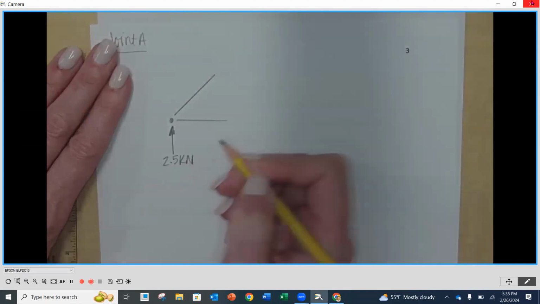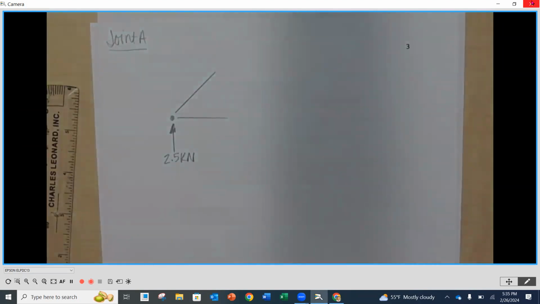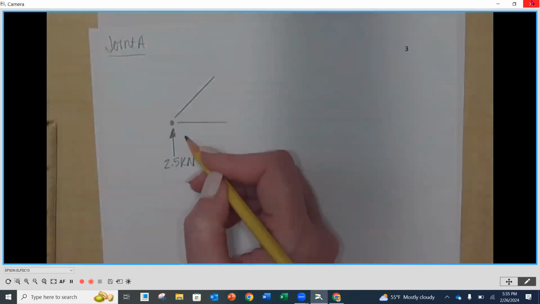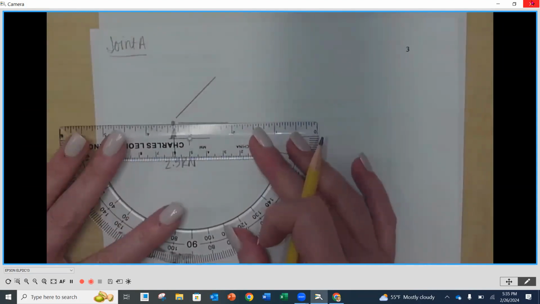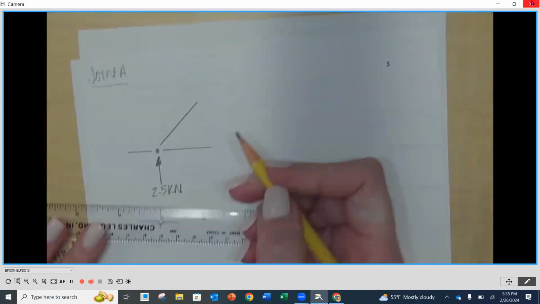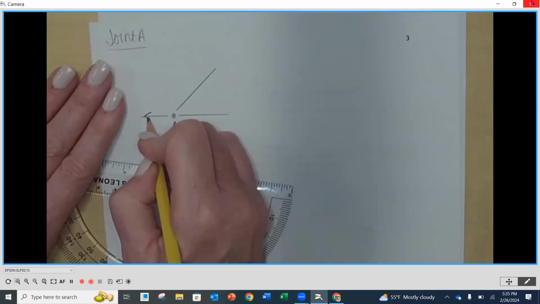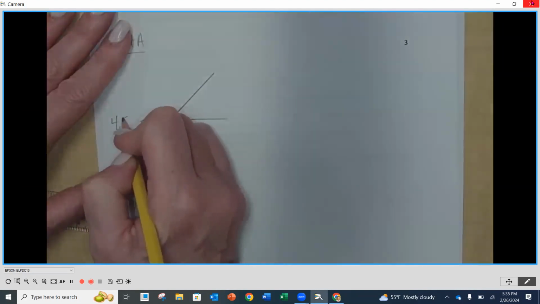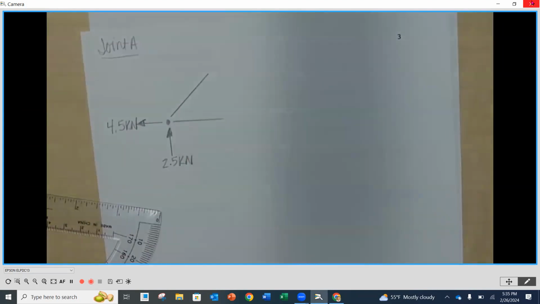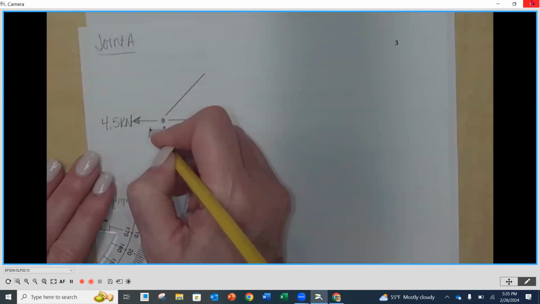Now you don't even need to say AY is equal to, because we've established the magnitude of the force there that's going up. And then we have the 4.5 kilonewtons going to the left. And this is point A.